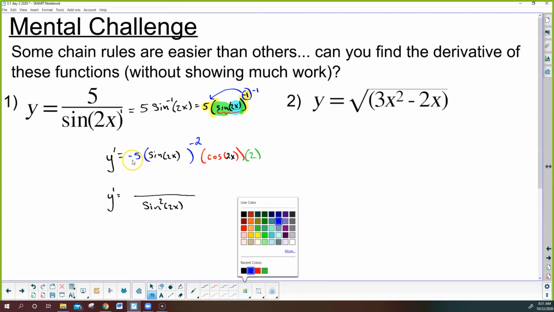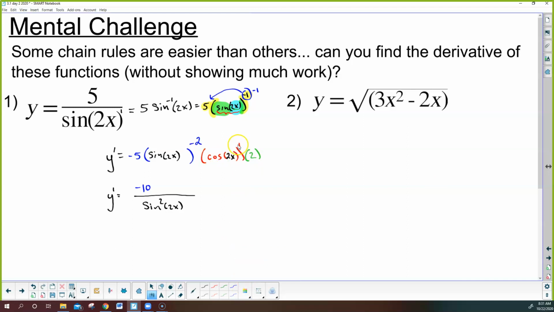And then I've got some constants. I got negative 5 and 2. Well, negative 5 times 2 is negative 10. And then notice this technically is cosine to the first power, so that's a positive exponent. It's going to stay on top. And that's as far as we can go.